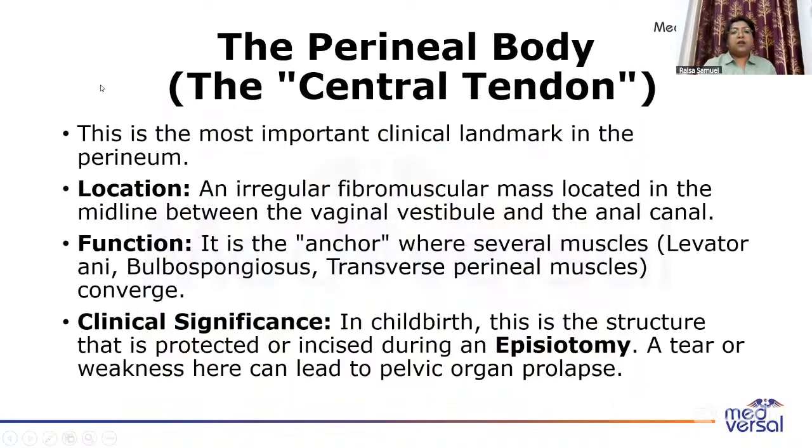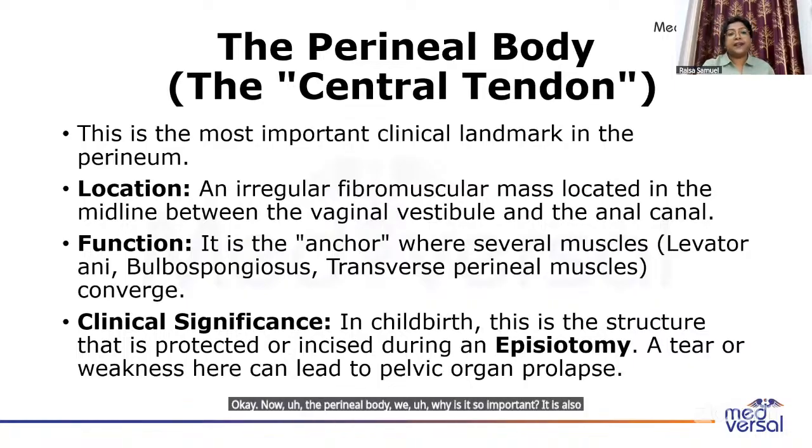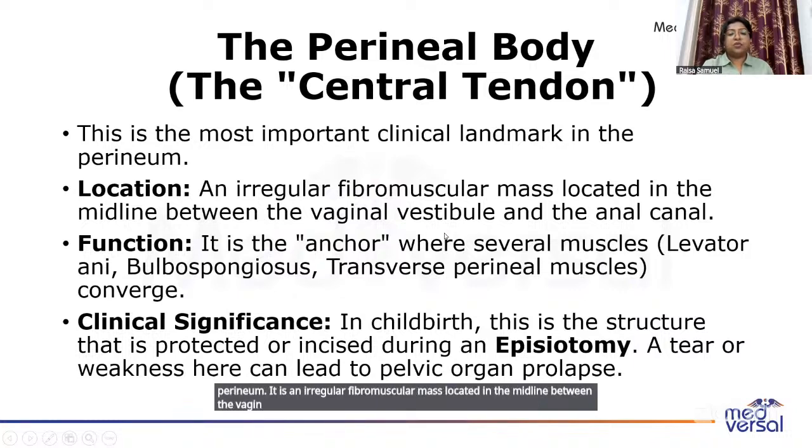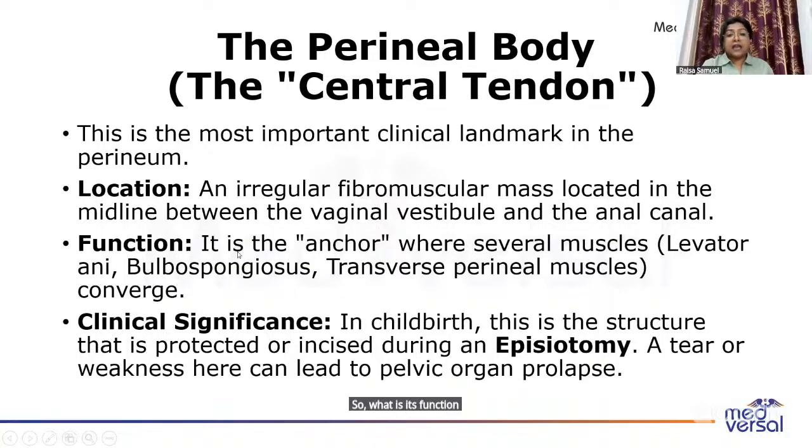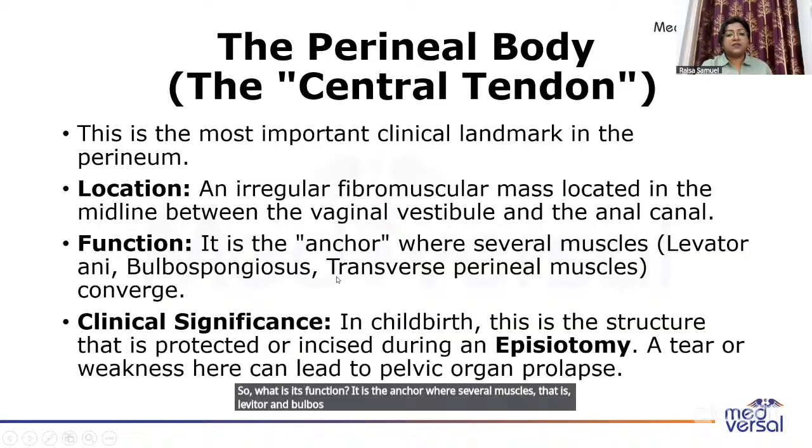Now, the perineal body, why is it so important? It is also called the central tendon. It is the most important clinical landmark in the perineum. It is an irregular fibromuscular mass located in the midline between the vaginal vestibule and the anal canal. So what is its function? It is the anchor where several muscles, that is levator ani, bulbospongiosus, and transverse perineal muscles, all converge at this point. Why is it significant?